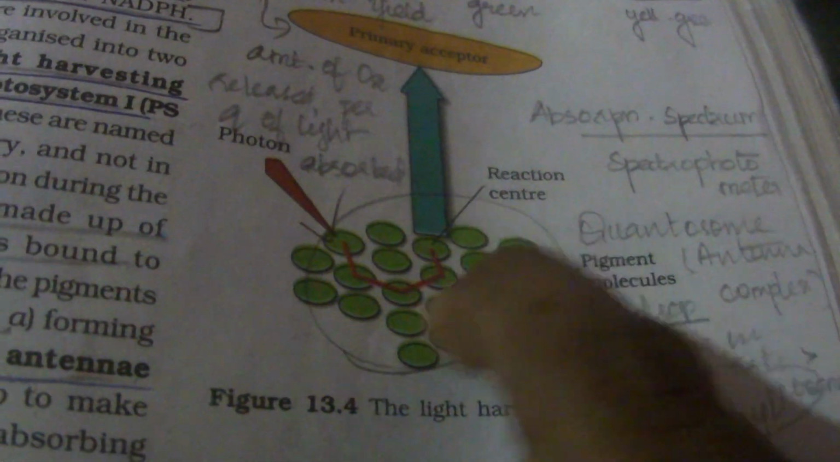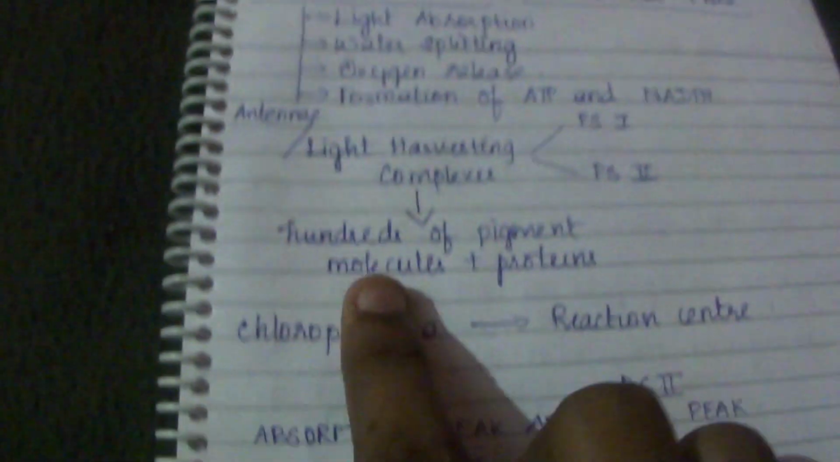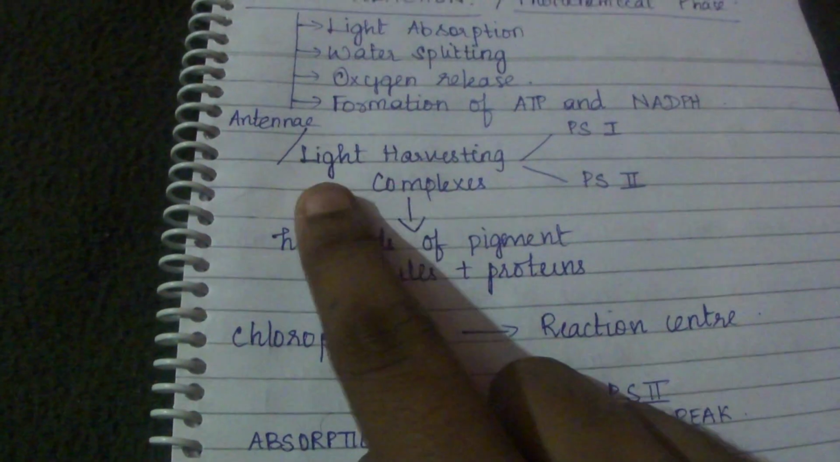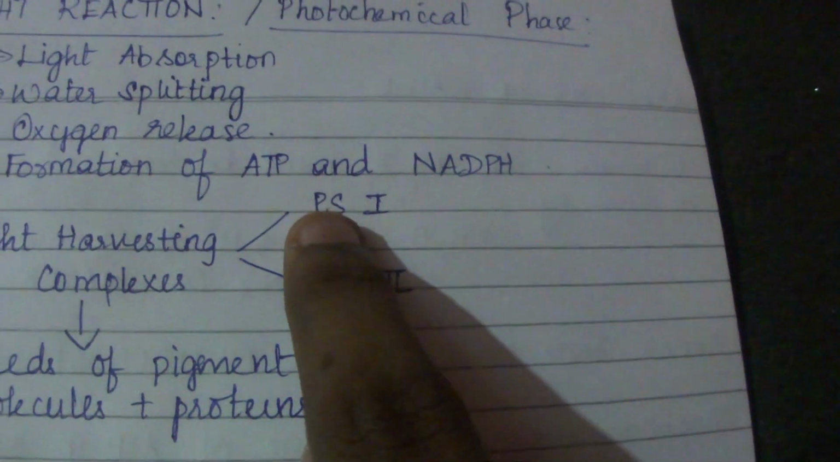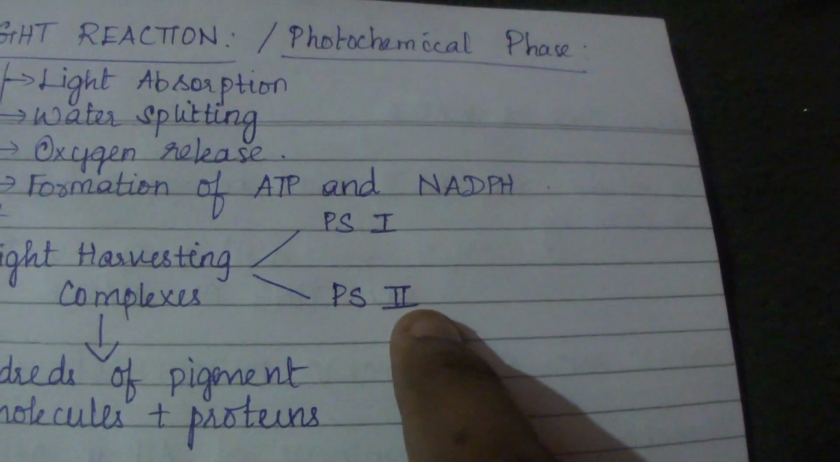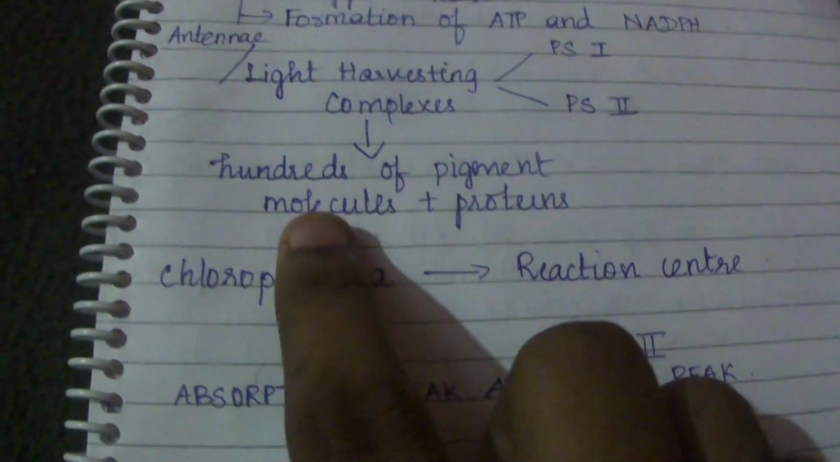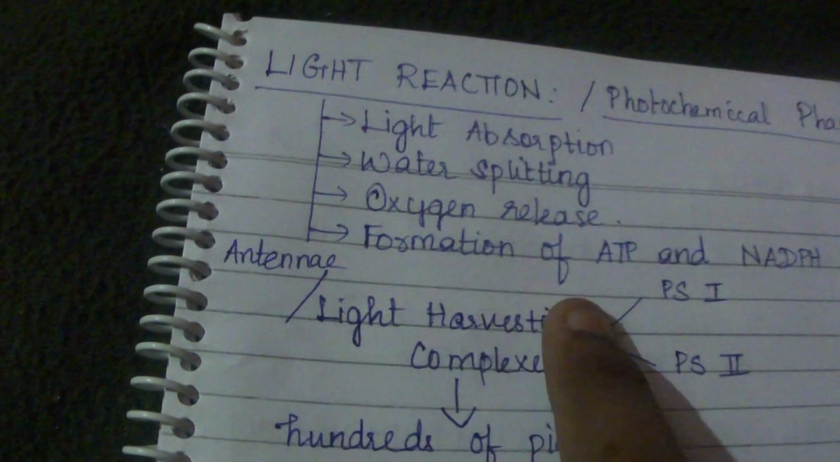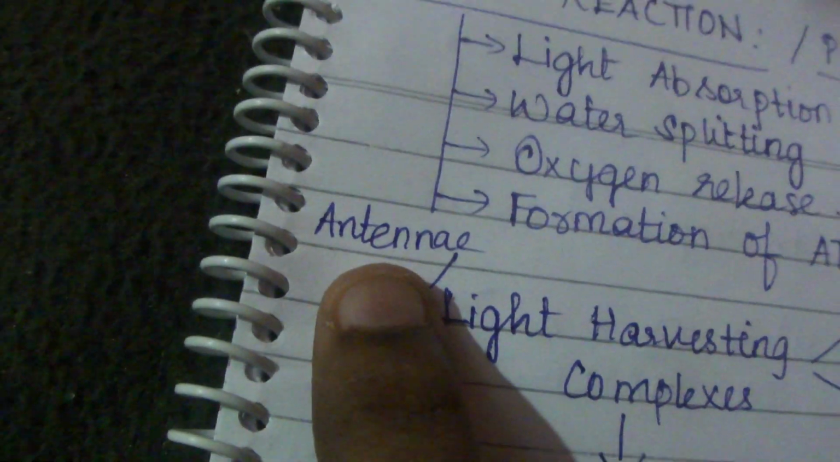It looks something like this. Can you see that? These are the pigment molecules and this is a light harvesting complex. These pigment molecules along with proteins, bound together, form the light harvesting complex, also known as LHC. There are 2 types of light harvesting complex, PS1 and PS2, that is, photosystem 1 and photosystem 2. Light harvesting complexes are also known as antennae.